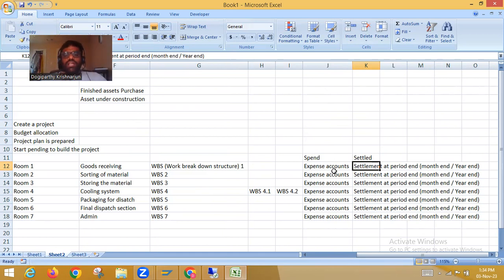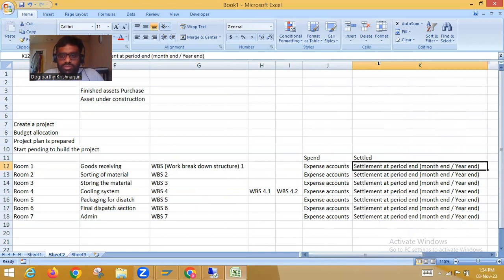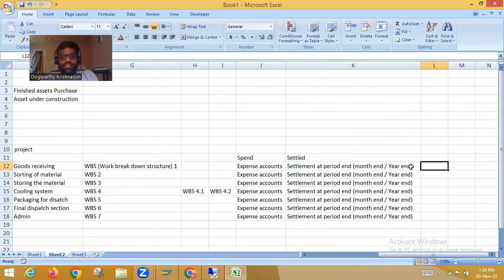And under the balance sheet, they have to be shown as an asset under construction. So which means these have to be settled to the asset under construction. So here the settlement will happen in two ways. For example, if the work breakdown structure, the plan of building, is fully completed by the time of settlement, then a settlement will happen to the asset under construction account as a one-time settlement activity.